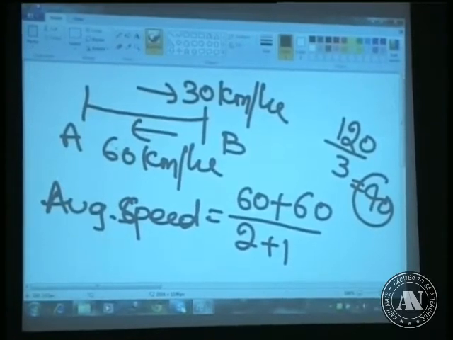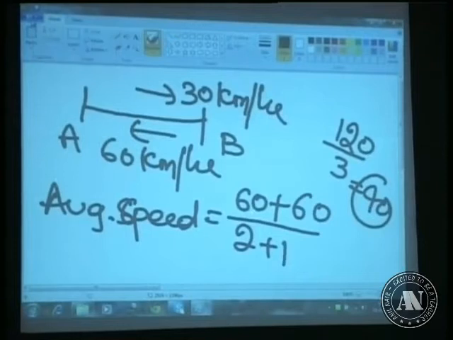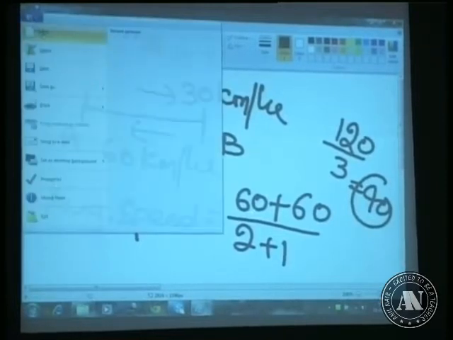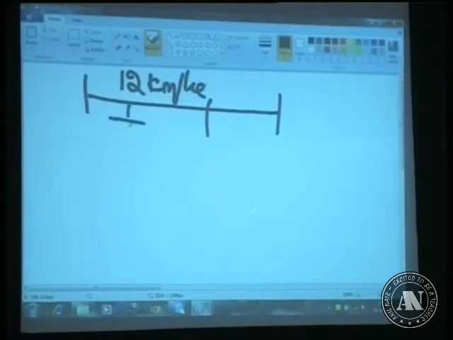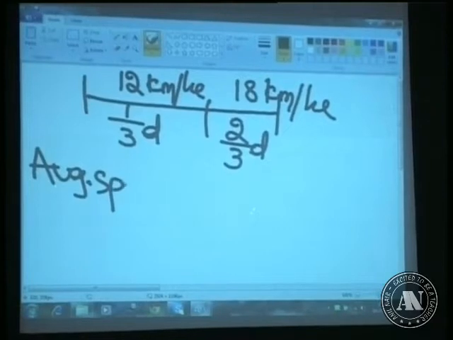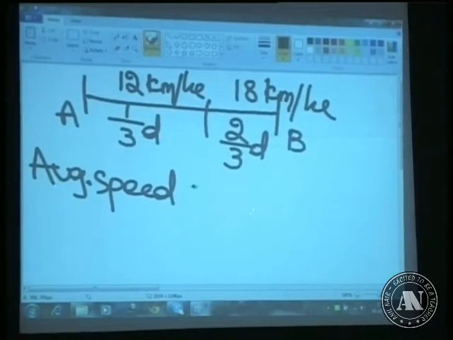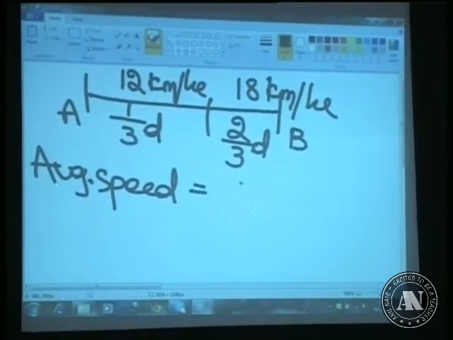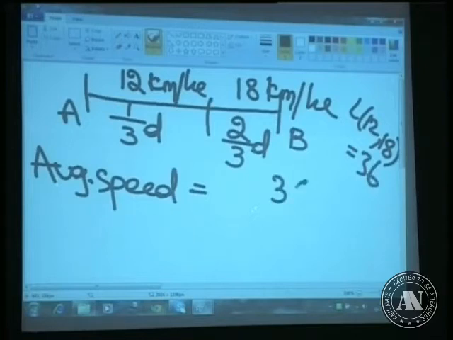First you solve. First attend the class, then solve my notes, then solve the entire book. Next, another variation. All the variations I am covering, sir. 12 kilometers per hour, 1/3 distance. 18 kilometers per hour, 2/3 distance. Average speed. The idea is to tell you the same logic, same concept. Only thing is that he is not coming back. Am I right? LCM of 12 and 18, these are 36. So he is going entire 36.